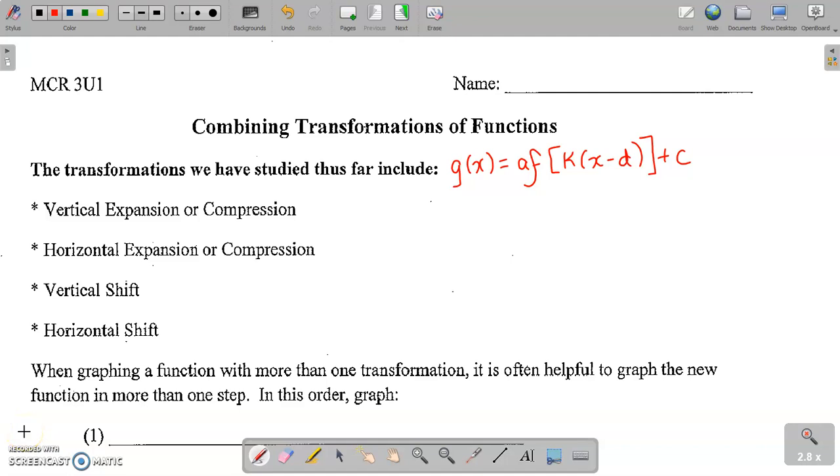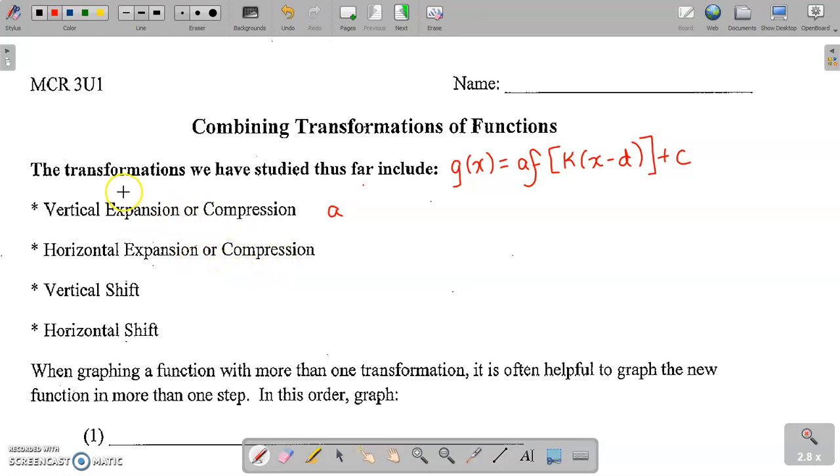Hi there. So this is just continuing on with more examples of not just quadratics, but other functions in terms of transformations. As a reminder, the main transformation function g of x is equal to a times f of k times x minus d plus c, where the vertical expansion or compression and reflection is represented by the a value in that function, the horizontal expansion or compression.